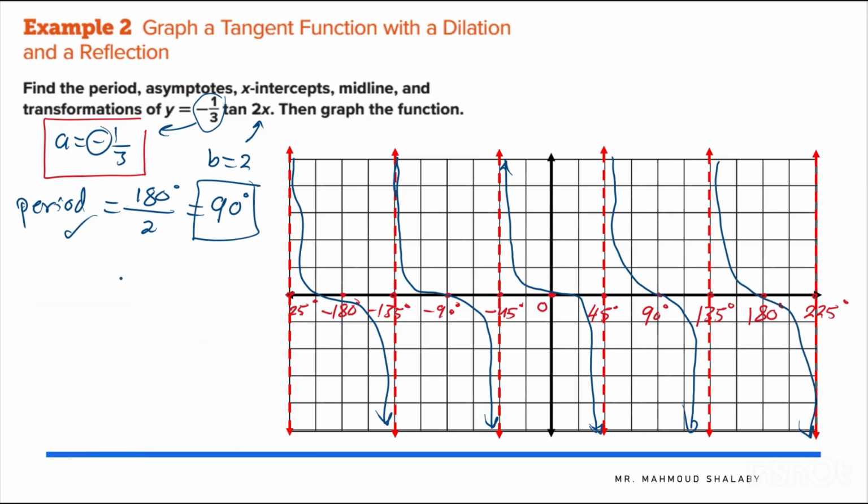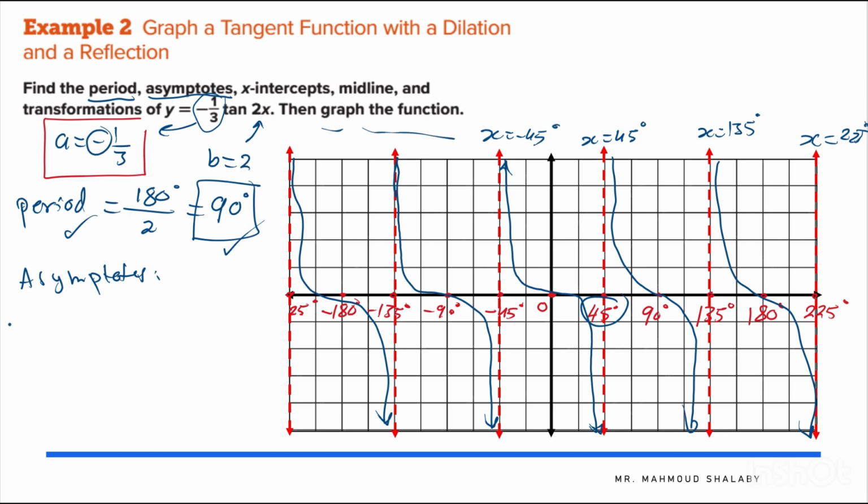All right. Now completing the solution of this question, we have to find the period. We already completed the period as 90. Asymptotes. To find the asymptotes, remember, the asymptotes are vertical lines. The first asymptote here is at 45, so it's x equals 45 degrees. The second asymptote is x equals 135 degrees, and x equals 225, and so on. x equals negative 45 degrees, same thing.